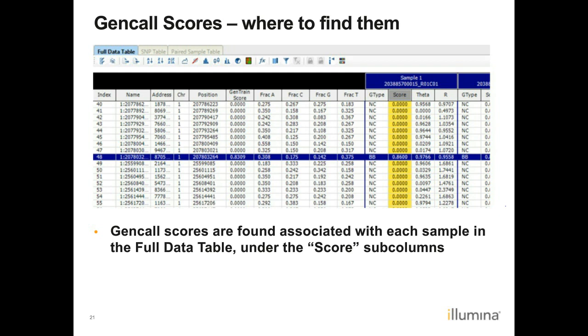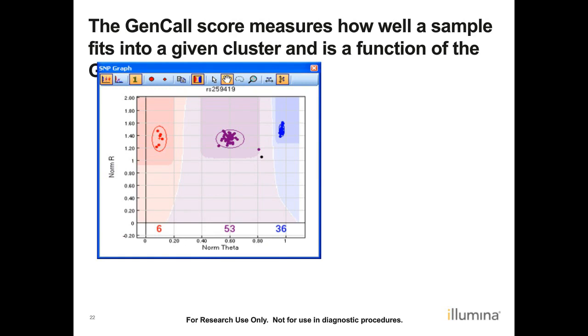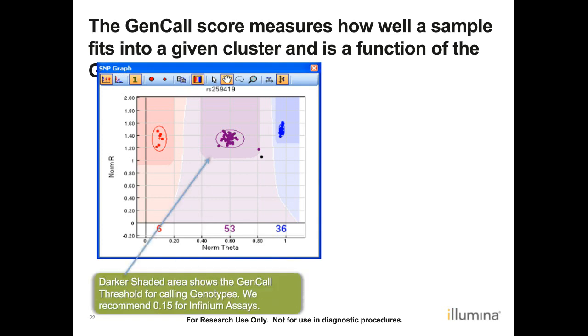Again, the GenCall score measures how well a sample fits into a given cluster, and it is a function of the GenTrain score. You can see here, the darker shaded areas are what we call the call regions, and they are displaying the GenCall threshold for calling genotypes. Now, this threshold is by default 0.15 for Infinium assays. Anything that falls within the shaded region has a minimum GenCall score of 0.15.